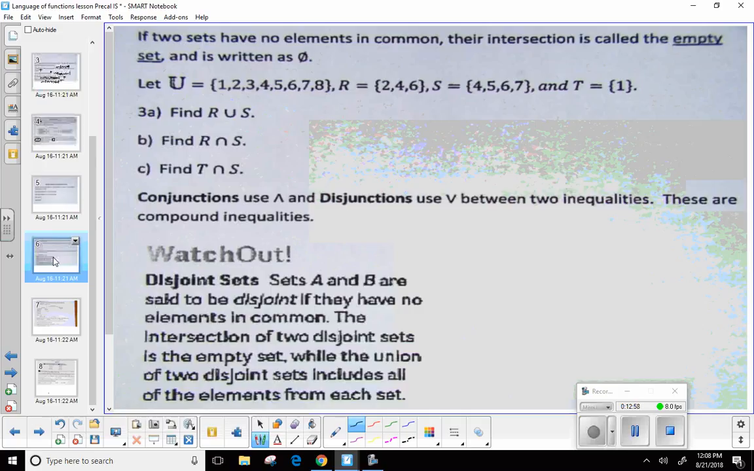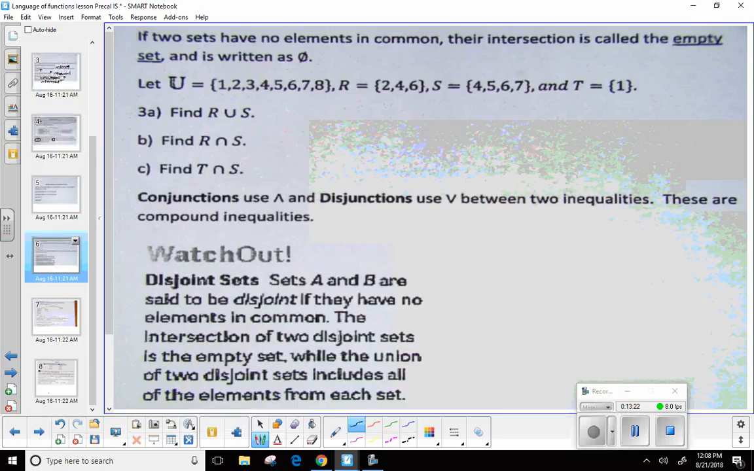Let's say we have another one of these. The universe only has elements 1 to 8, so that's all we're dealing with. Then it says R has 3 elements: 2, 4, 6. S has 4, 5, 6, 7. And T only has 1 element, just the 1 itself.